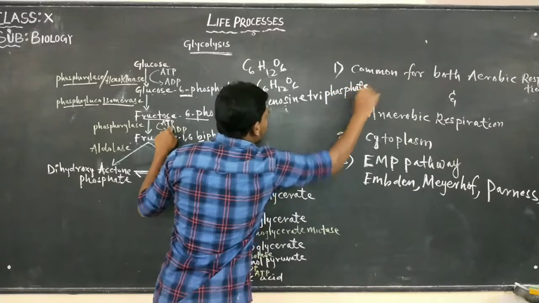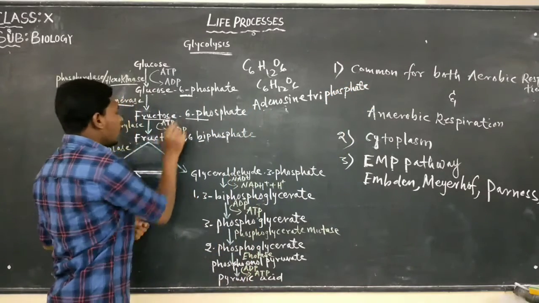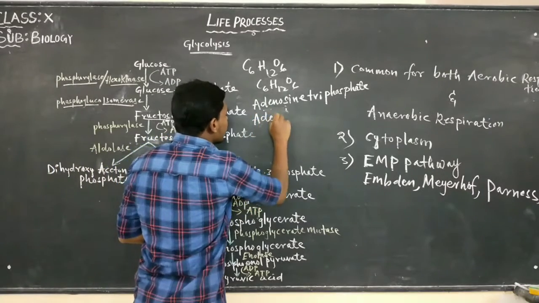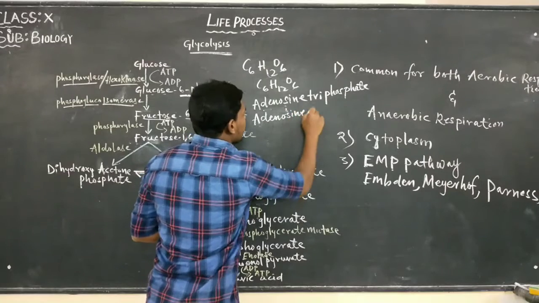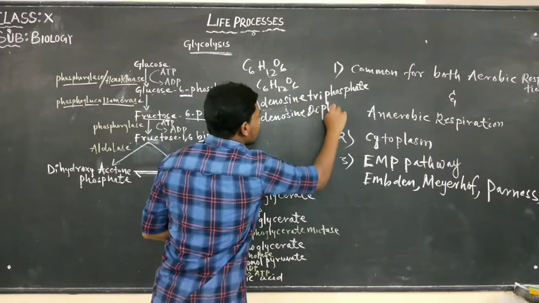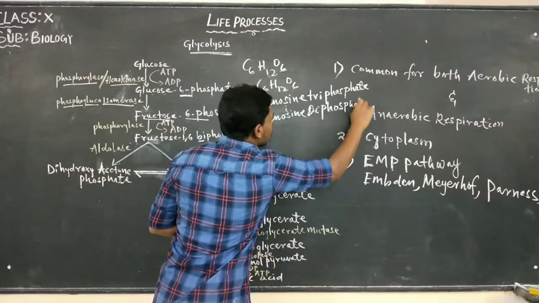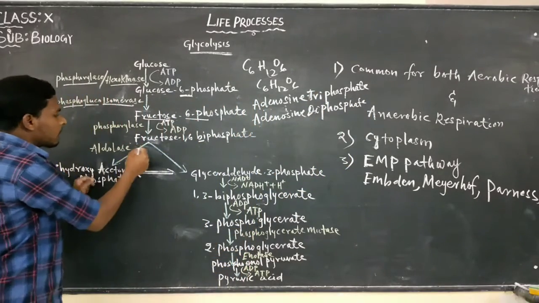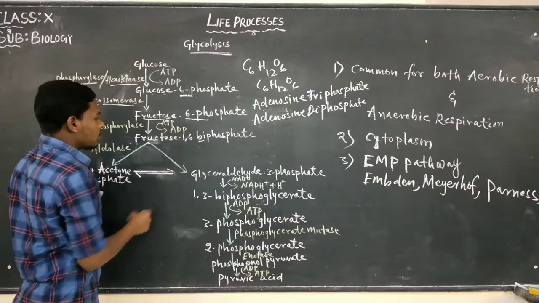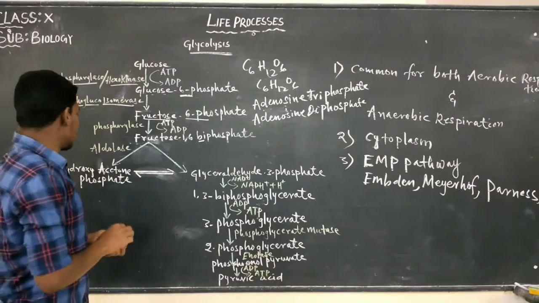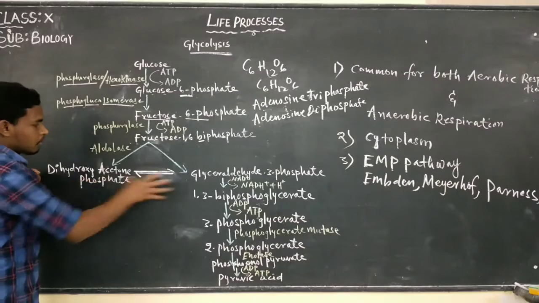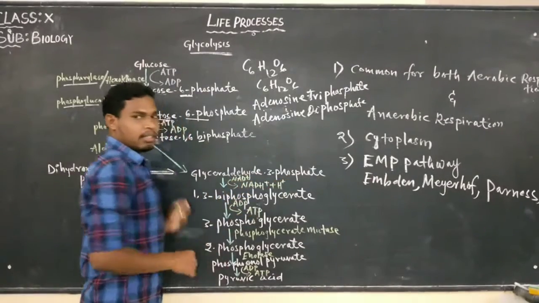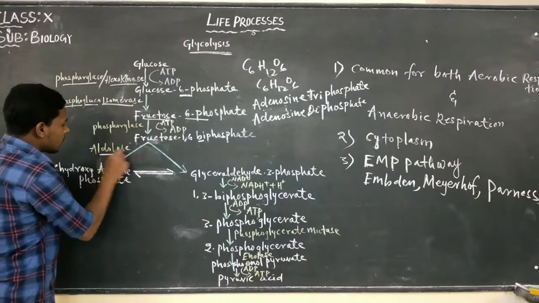Adenosine triphosphate is the full form of ATP. Now ADP, adenosine diphosphate. Okay, adenosine triphosphate, adenosine diphosphate. Next, this glucose 1,6-bisphosphate gets split up into two molecules. They are dihydroxyacetone phosphate and glyceraldehyde 3-phosphate by the enzyme known as aldolase.